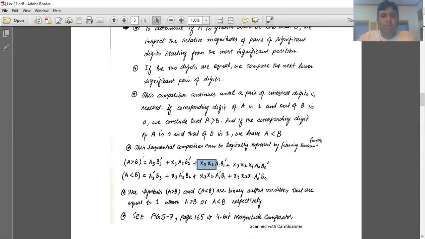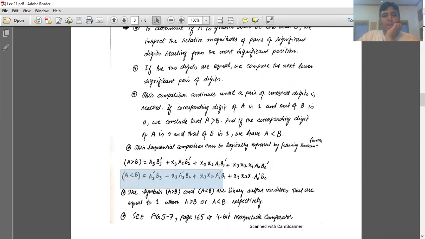X3 means this equivalence, and X2 means this equivalence. Then you go to A1 and B1. If A1 is 1 and B1 is 0, and even if that pair is also equal, then you go X3, X2, X1, and A0 is 1 and B0 is 0. So if that is the case, then A is greater than B. A3 is 1, B3 is 0, or A2 is 1, B2 is 0, or A1 is 1 and B1 is 0, or A0 is 1, B0 is 0. So in that case, A will be greater than B.